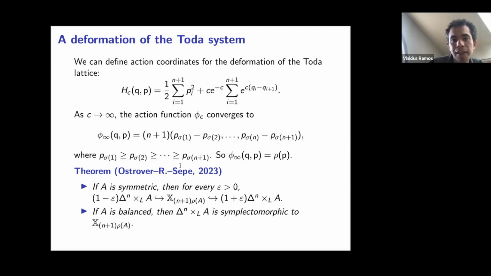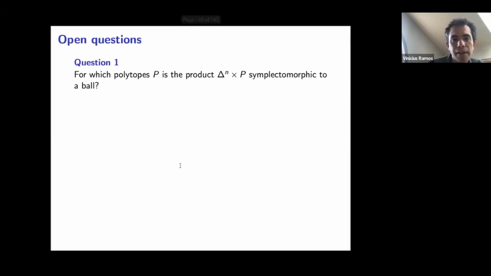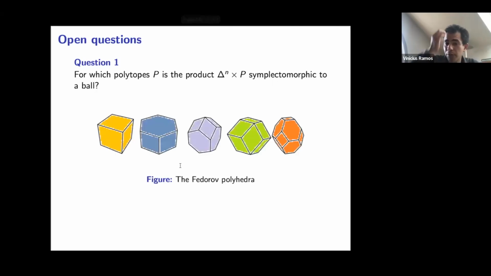And I just want to finish with two open questions. Instead of just looking at the rhombic dodecahedron, we can look at other polytopes. So is it possible that the product of a simplex and other polytopes is symplectomorphic to a ball? And the answer should be yes. So in dimension 3, for example, we have these 5 candidates, and we believe that there exists a simplex such that the product with each one of these is going to be symplectomorphic to a ball, although we haven't quite proven that.